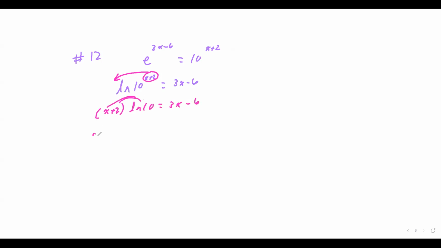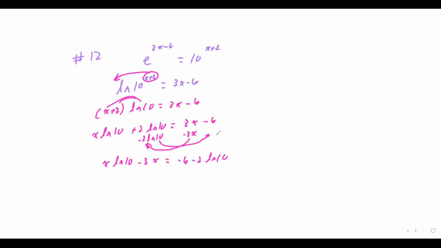Distribute. So this gives me x natural log of 10 plus 2 natural log of 10 equals 3x minus 6. Again, get all your x's to one side. So I'm going to subtract 3x, and I'm going to subtract 2 natural log of 10. Everywhere there is an x, move it to one side. Non-x's go to the other. So I now get x natural log of 10 minus 3x equals negative 6 minus 2 natural log of 10. Don't forget that minus is attached to the 6.